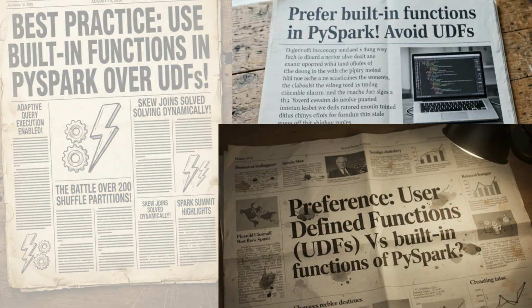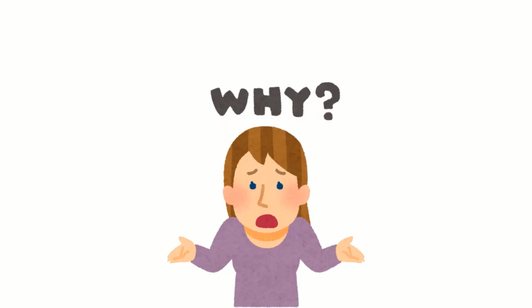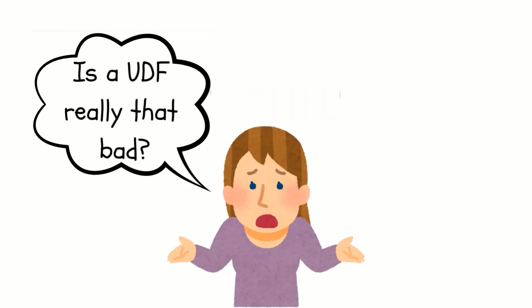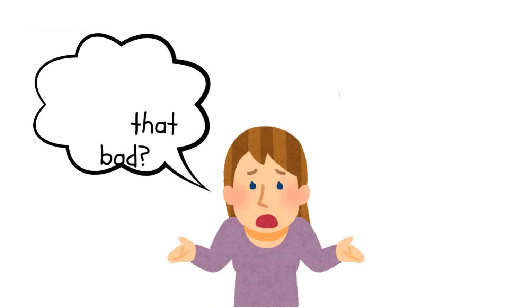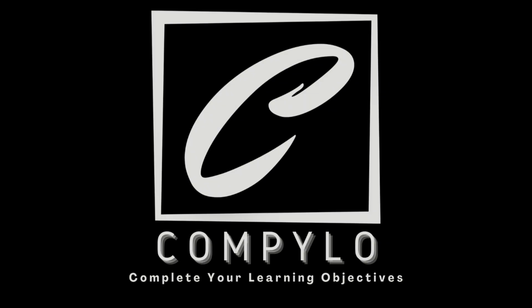While we work in Spark, or more specifically PySpark, a common consensus is to use built-in functions. Avoid user-defined functions, that is UDFs. But why? Is a UDF really that bad? And here is the question that bothers me. What if I create my own function and somehow put it inside pyspark.sql.functions, which I'm sure you must be aware of? Would Spark finally understand it? Let's understand all this and much more in this video.